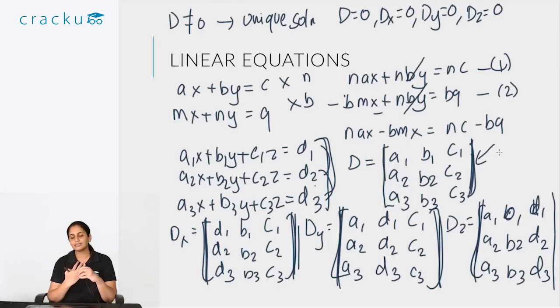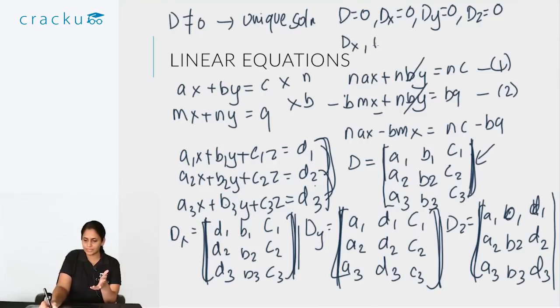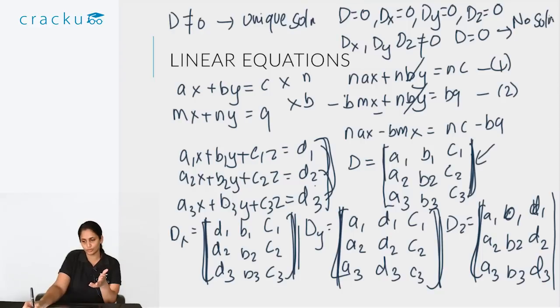So how do you understand whether they are coincident or parallel lines? If all 4 determinants are 0, that means that they are coincident lines. In that case, there will be infinitely many solutions. If one of them is non-zero, that means that either 2 of them are coincident and 1 is not coincident. If one of these dx, dy and dz is not 0 and d is equal to 0, then you can't say that there is a solution. There is a very good likelihood that there is no solution as such.